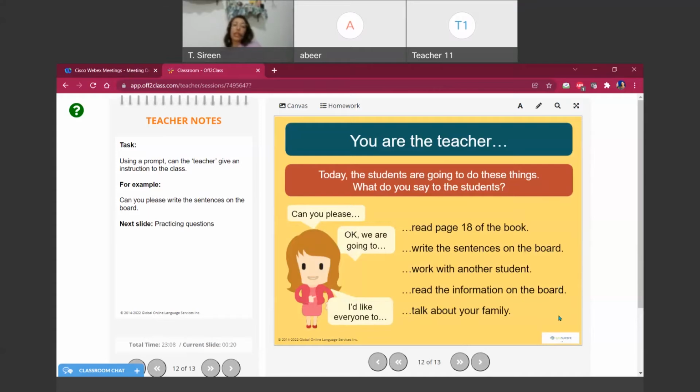Talk about your family. So here, how can you make sentences with these kinds of questions? For example, can you please, or okay, we are going to, or I'd like everyone to. How can you use them? Think. How are we going to connect the request to these requests that you are going to ask your students to do? How can you do it?